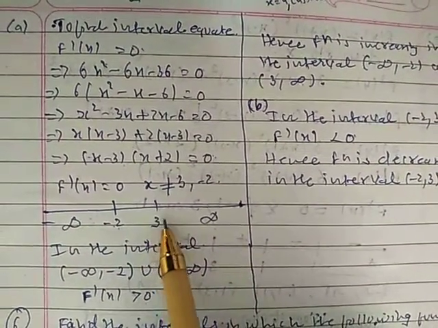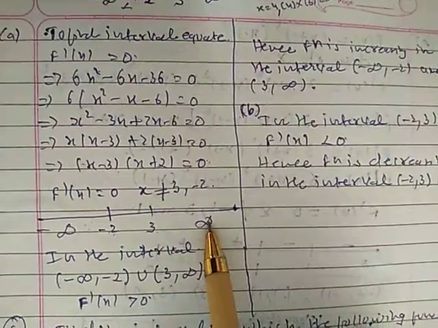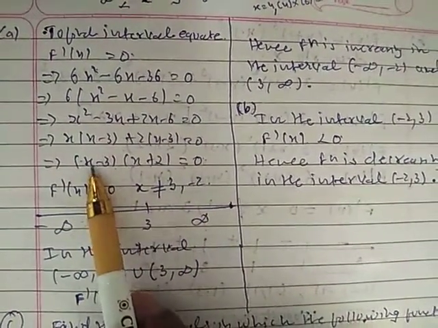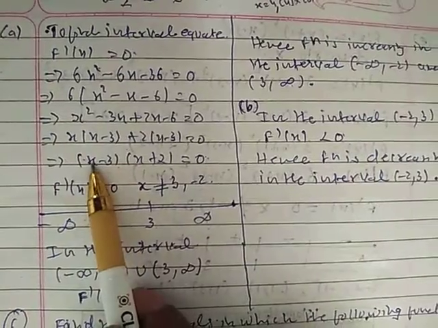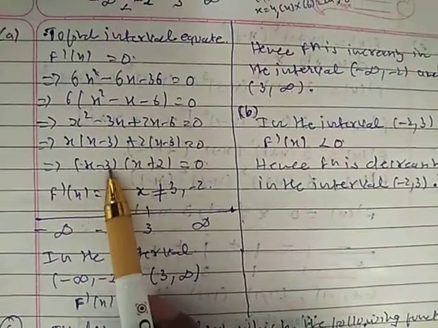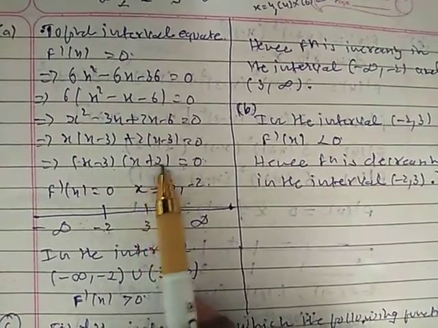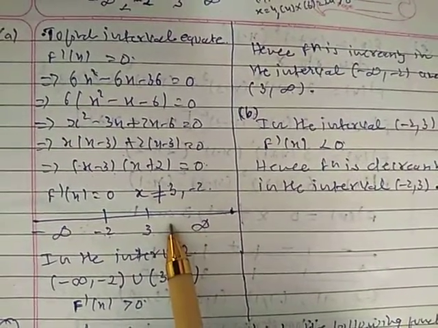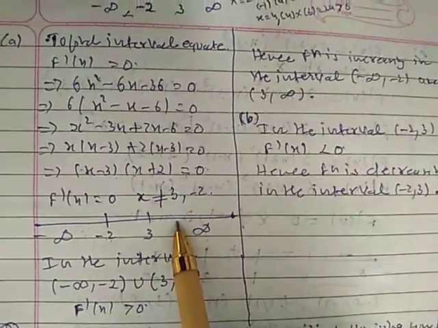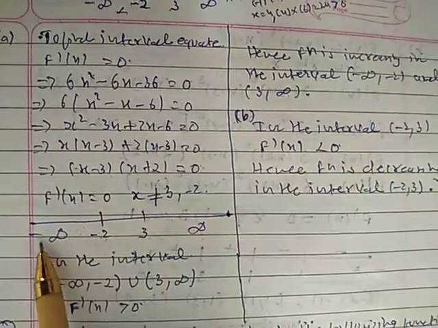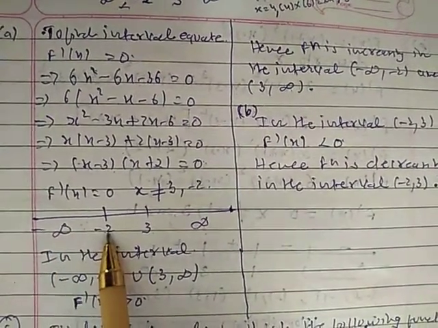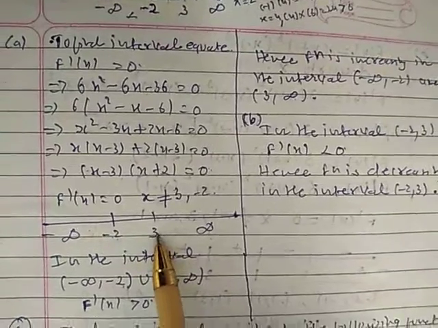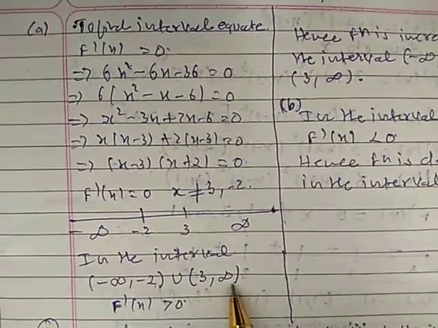Now let's check between 3 to infinity. 3 to infinity means 4. If you take 4, put here 4. So 4 minus 3, 1, 6. So it is 6. Got it? Which is also greater than 0. So the function is increasing. So in this interval minus infinity to minus 2, the function is increasing. Union here also from 3 to infinity, the function is increasing.